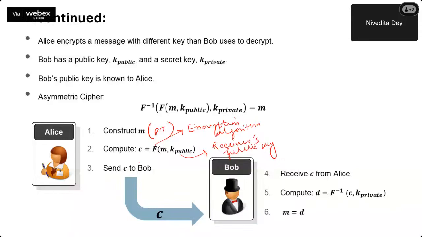Ciphertext is received by Bob. D is your, again, plain text. F in words is the decryption algorithm. C is the ciphertext that is now acting as an input to the decryption algorithm. This is the receiver's, that is Bob's, private key. The final output is what you started with, the plain text, and what we finally compute as plain text at Bob's end has to be equal.